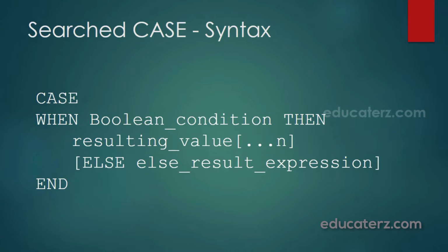Searched case syntax. Case is the reserved word. When Boolean condition, then resulting value. Like that, you have Boolean condition 1, then resulting value 1. When Boolean condition 2, then resulting value 2. Like that, you have n conditions. Then else result expression, end of the case.